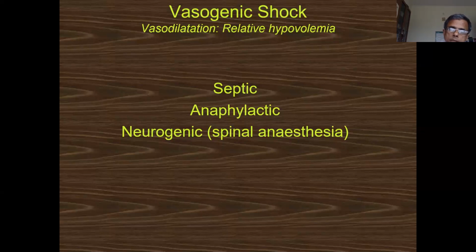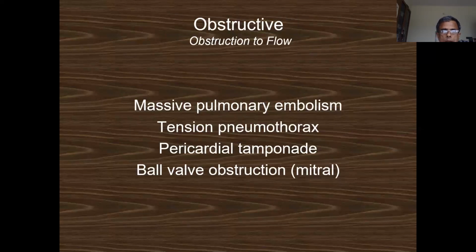Vasogenic shock can be septic, anaphylactic, or neurogenic when spinal anesthetics are given. Obstructive shock, I put this separately because the therapy has to be fast in many of these. Like tension pneumothorax, you have to put in an intercostal drain. Pericardial tamponade has to be tapped. Of course, ball valve obstruction, you can't do anything much except change the position of the patient. And massive pulmonary embolism, you have to thrombolyse and fill with fluids because you have to get the fluid onto the other side of the heart.